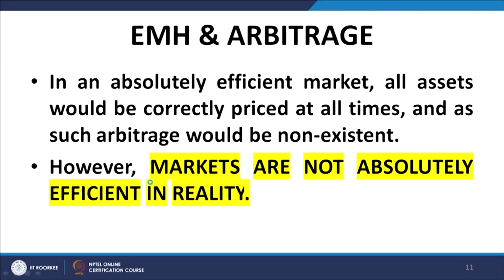Now, what is the relationship between efficient market hypothesis and arbitrage? On the one hand, one can straight away say that if the markets are absolutely efficient and all assets are correctly priced at all points in time, then there is no possibility of arbitrage in the market. But at a realistic level, in real markets, the percolation of information in the layers of the market participants is not spontaneous, it is not instantaneous, it takes a finite amount of time.